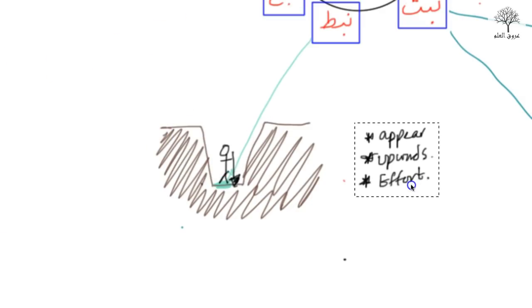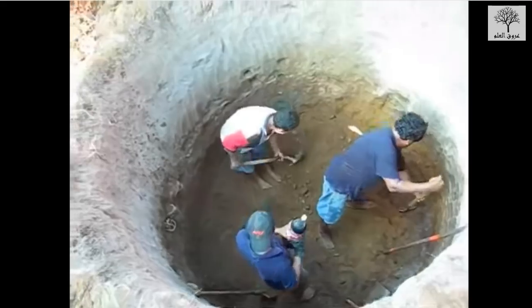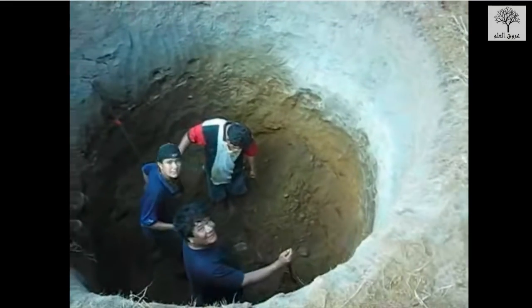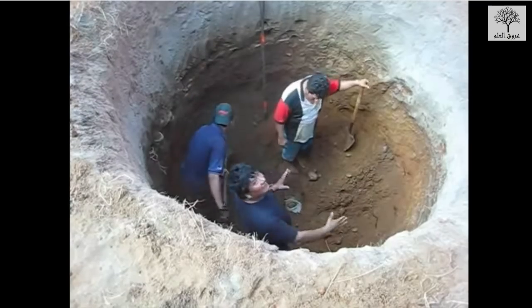Okay, let me just move this down here, make it easy for me later. Right. So here's an example now. These guys, all smiley, happy guys, they are digging a well. Now look how deep that is here, man. I'd probably die just looking at that well. But these guys have been digging.